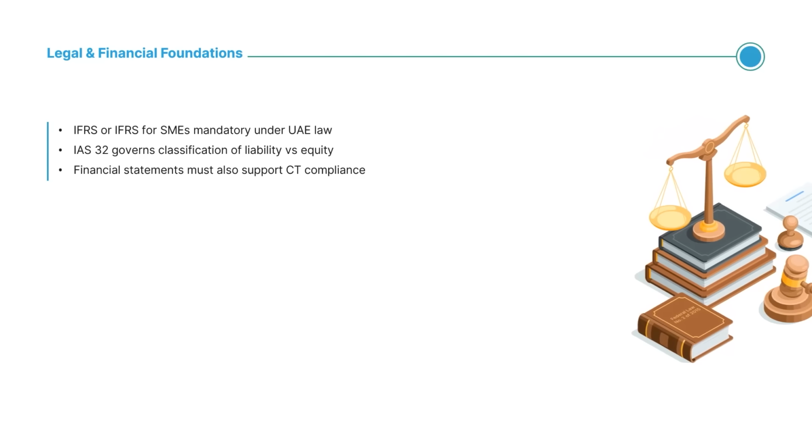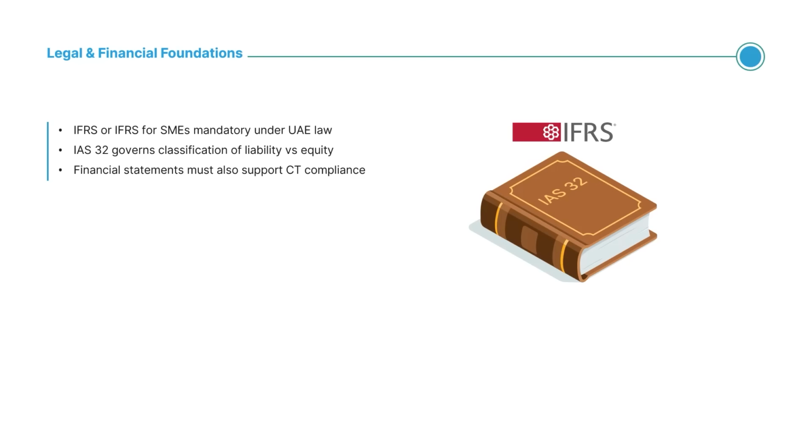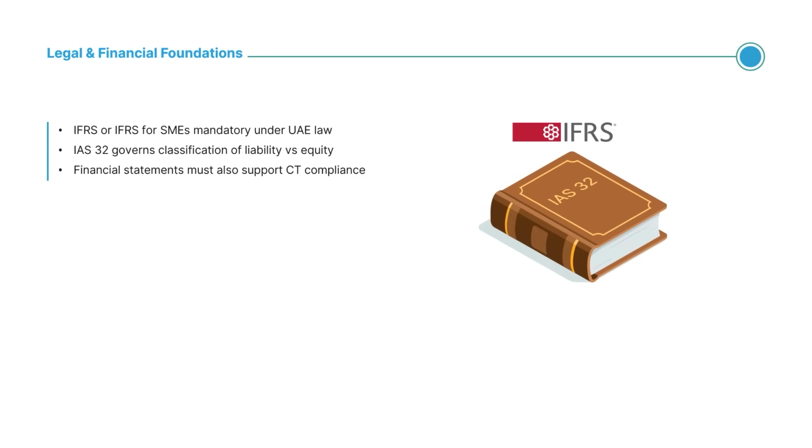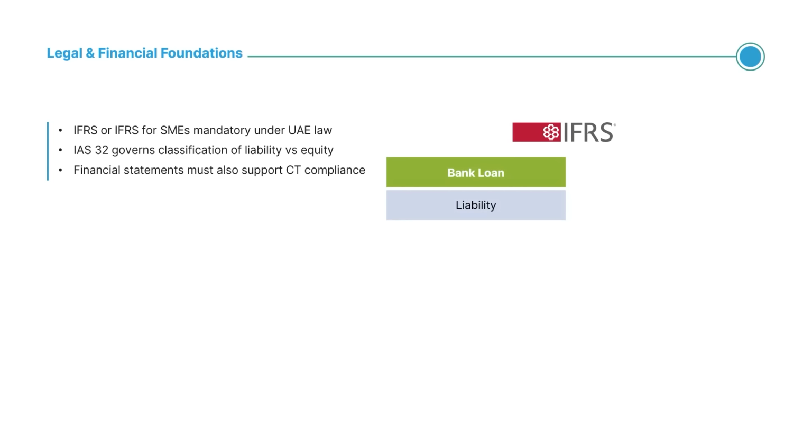In the UAE, IFRS is mandatory for financial reporting under both the Commercial Companies Law and Corporate Tax Law. IAS 32 and the IFRS Conceptual Framework determine whether an item is classified as a liability or equity. For example, a bank loan is recorded as a liability because it represents an obligation to repay cash, while issued share capital represents ownership and is recorded in equity. Getting this classification correct is essential because your trial balance directly feeds both financial reporting and corporate tax returns.